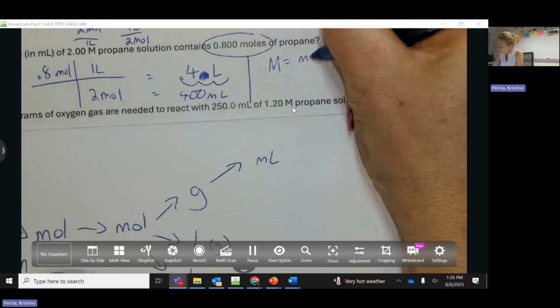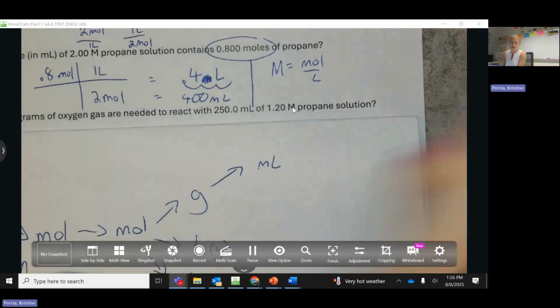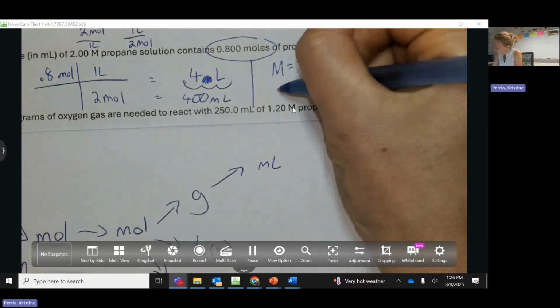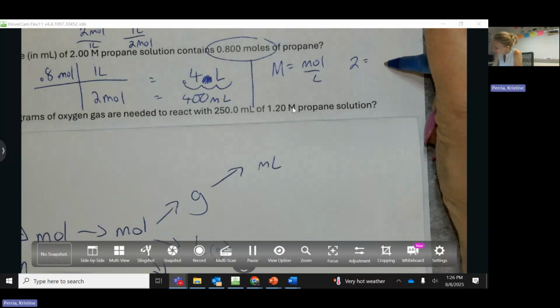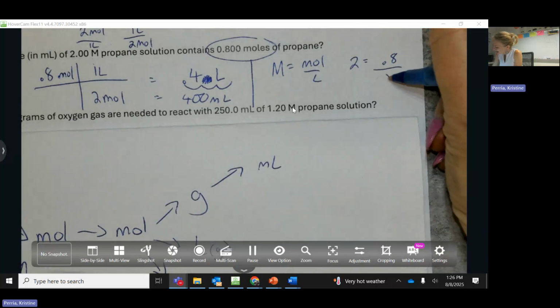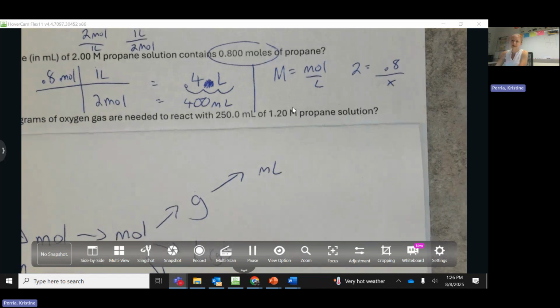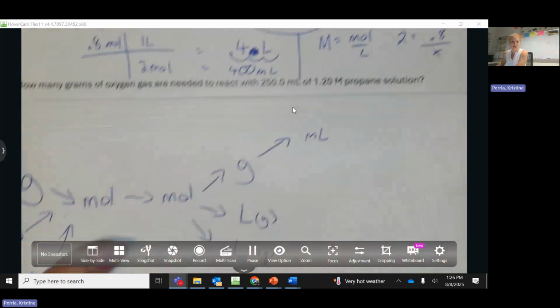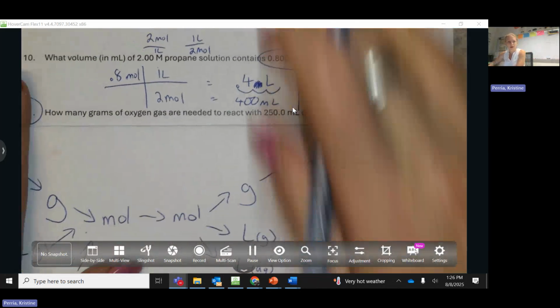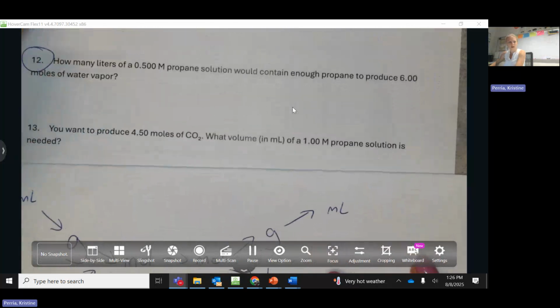Okay. Now you can do this problem a little differently. You can use molarity equals moles over liters just because it's just one compound. And you would just plug in 2 for molar. You would plug in 0.8 for moles. And then you'd put X on the bottom and solve for X. So you'd get the same answer, just 2 different ways to do the same problem. Okay. 11 and 12 are homework.